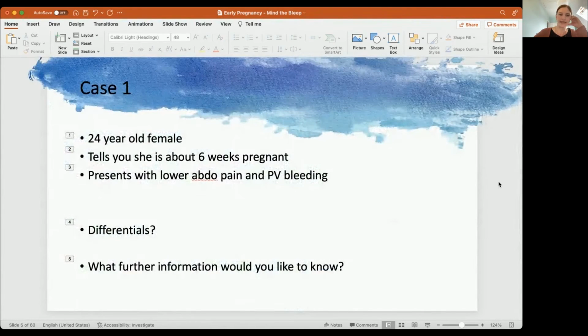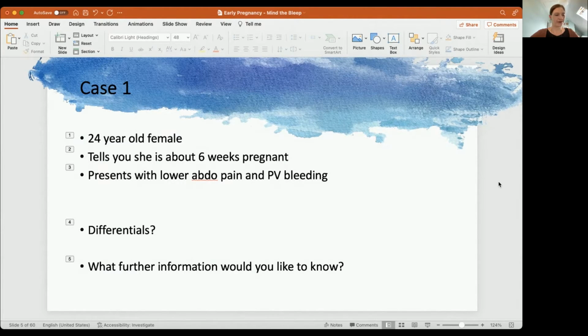Let's see. So first case. A 24-year-old female goes to A&E. She tells you she is about 6 weeks pregnant and she's come with lower abdominal pain and PV bleeding. So what are we thinking could be going on with this lady, and what further questions might you need to ask her to get a bit more of that history, really?